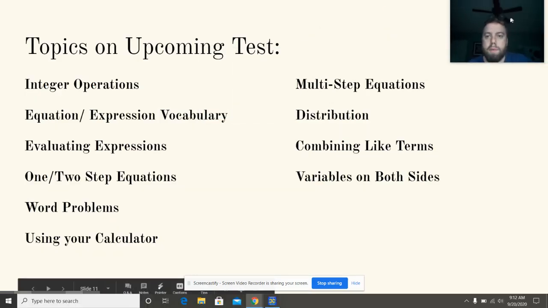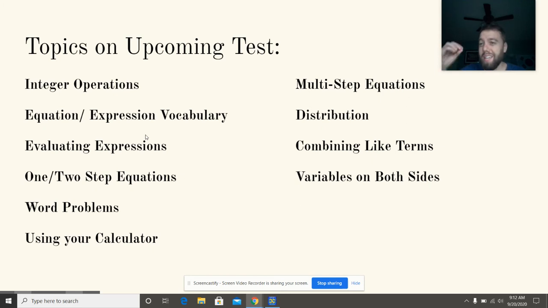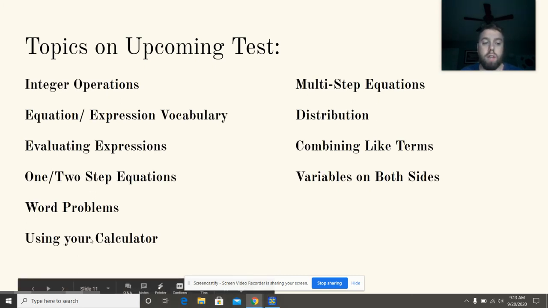Okay, we have an upcoming test. This is a list of topics that we've covered so far. Integer operations, that's just adding and subtracting, multiplying, dividing integers. Equation and expression vocabulary. So we've learned a lot of vocabulary this year so far. Evaluating expressions, that's plugging in our values for an x or a y or a variable. One or two step equations. We know what that is, just solving one or two step equations. Some word problems. We worked on word problems and using your calculator. Okay, so please make sure we're practicing using our calculator as well.